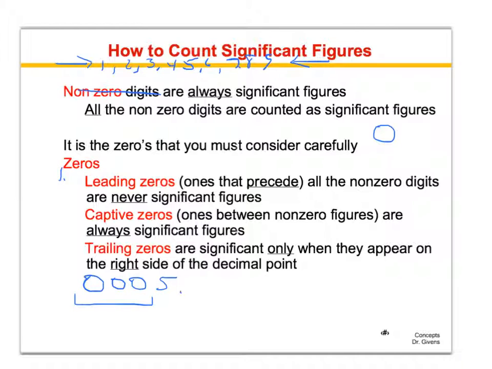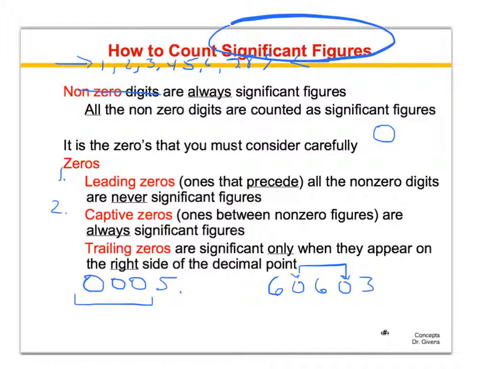So that's rule 1. Rule 2 is captive zeros, 60603. These are captive. They're captured in between significant figures. 1, 2, 3, 4, 5, 6, 7, 8, 9. Captive zeros are always significant. And finally, trailing zeros are significant only when they appear on the right side of the decimal place, 6.83000. These 3 are all significant.